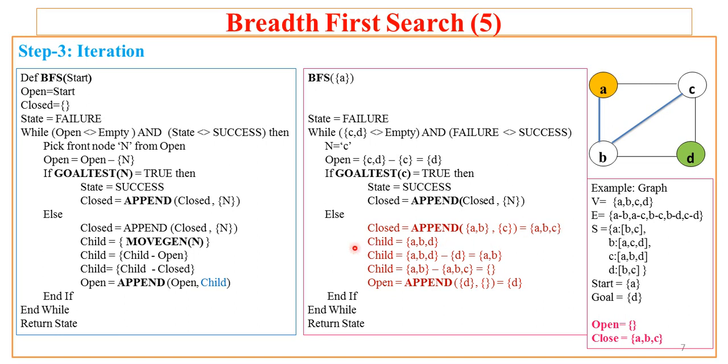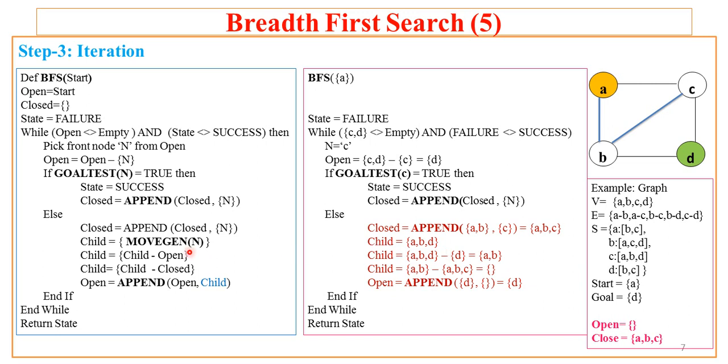Now in the next step, the move-gen function will be called. The task of the move-gen function is to take the current node, that is C, and check whether that node is appearing in the list of successors or not. As C is appearing, it returns A, B, D as the immediate successors of node C, and that will be stored in child.